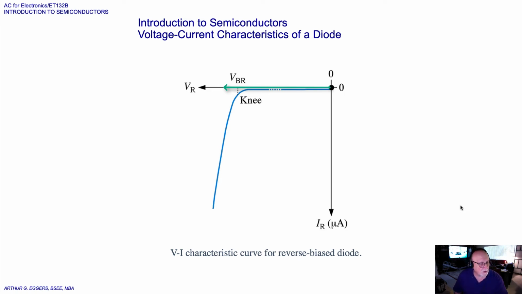Breakdown, with exceptions, is not a normal mode of operation for most PN junction devices. And if you've looked ahead at the special purpose diodes, like the Zener diode, it is in fact designed to operate in reverse.